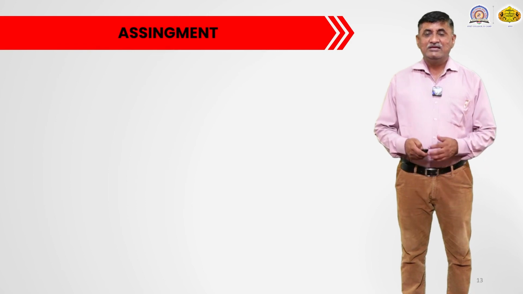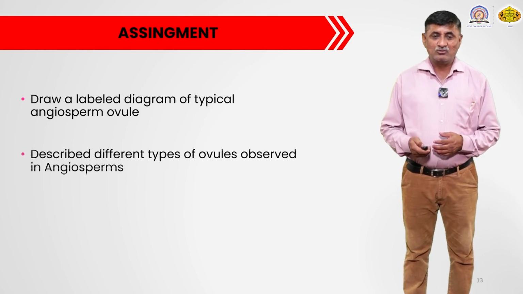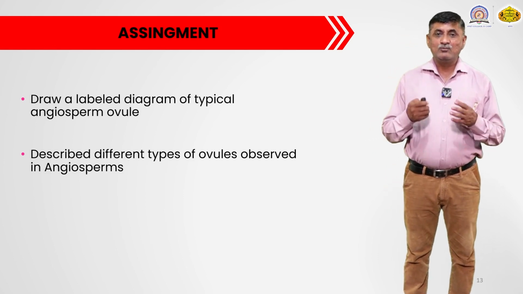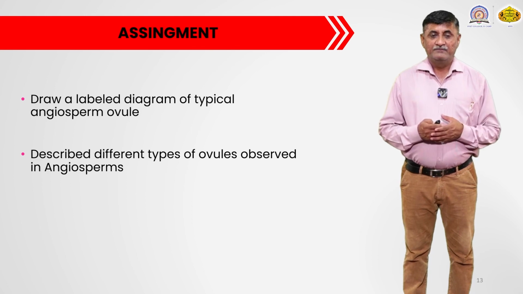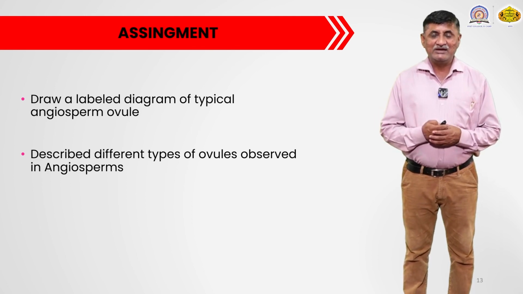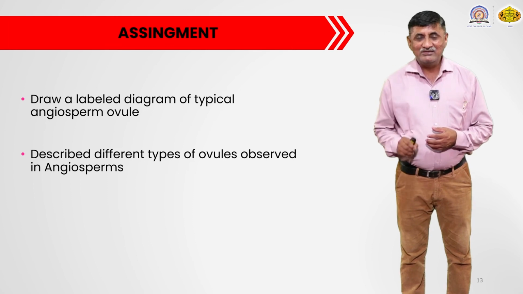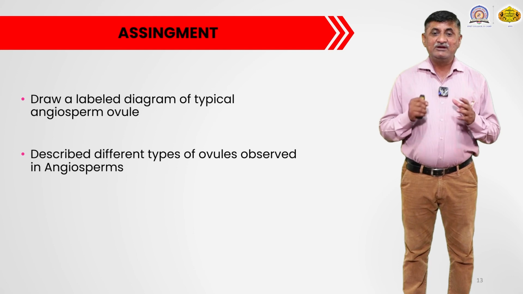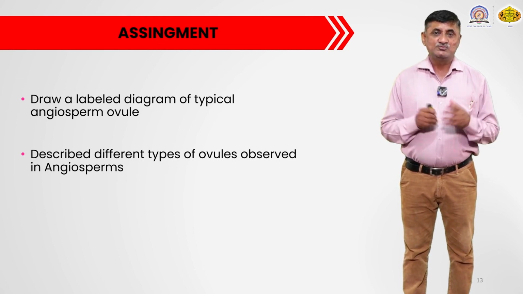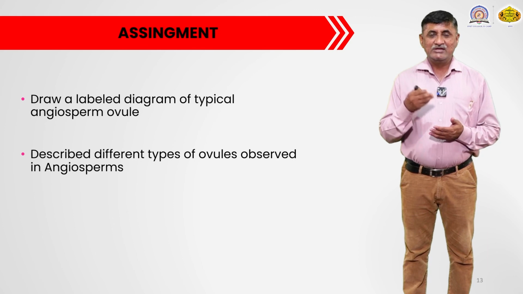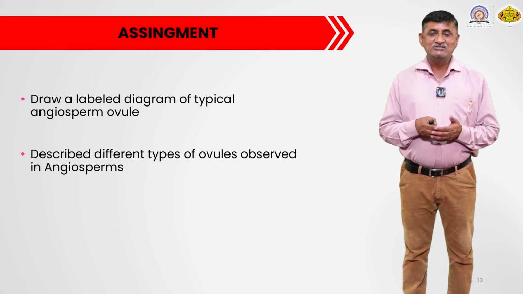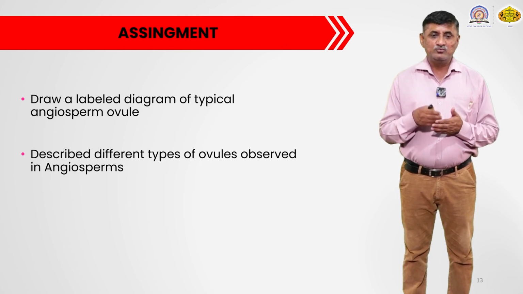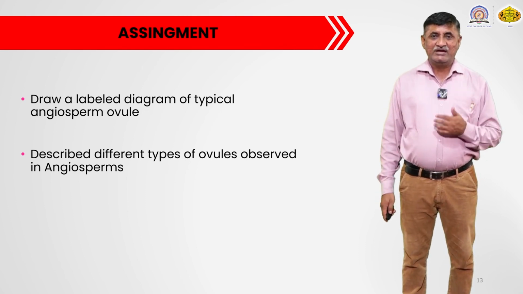So what are the expected assignments on this particular topic? There may be an assignment like draw a labeled diagram of a typical angiosperm ovule. So you have to draw the diagram of a typical angiosperm ovule and label the different parts. The second assignment will be like describe different types of ovules observed in angiosperms. So here you have to answer that in angiosperms, on the basis of direction of micropyle and chalaza, 5 types of ovules are there, that you have to mention, and you have to describe each kind of ovule.